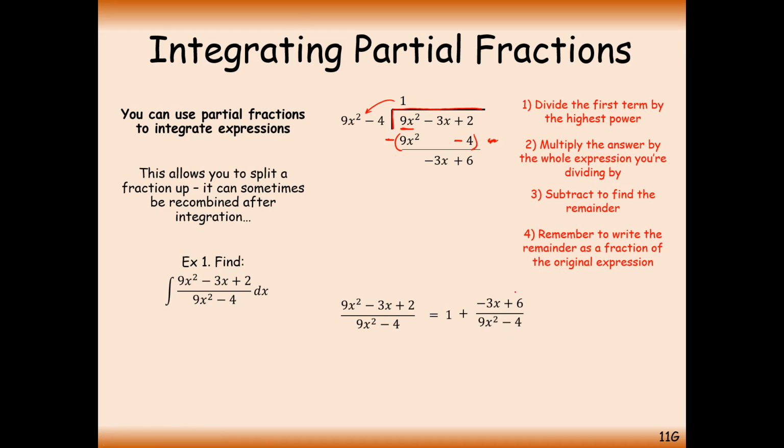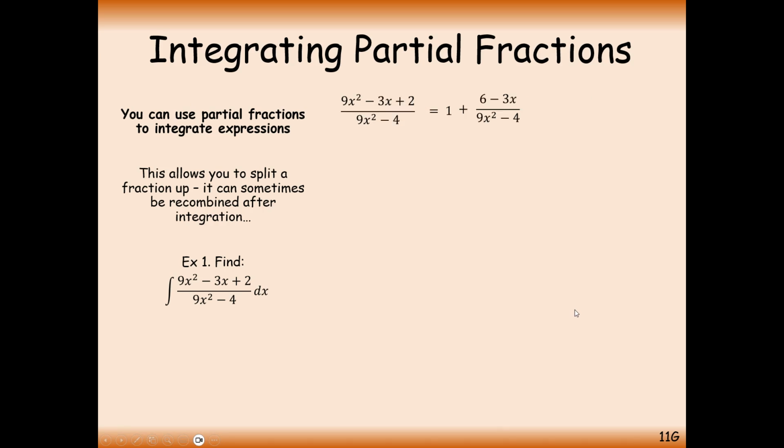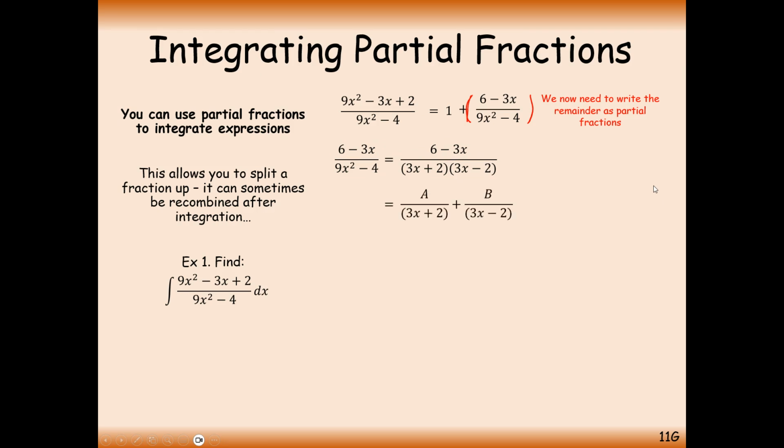this fraction is something that can be broken up into partial fractions. We are going to look at that on the next slide. Okay, so we said we are going to break this fraction into partial fractions. Because I already factorized the denominator for you, we said the denominator can be written as 3x plus 2 and 3x minus 2. Therefore, we are going to write A over 3x plus 2 and B over 3x minus 2.